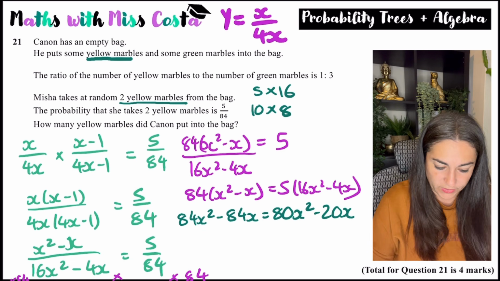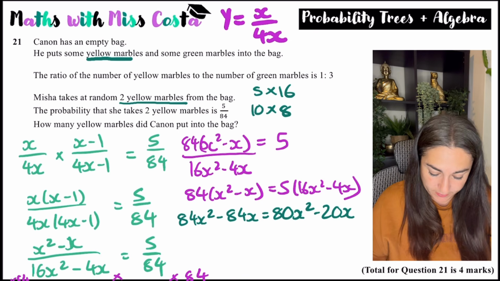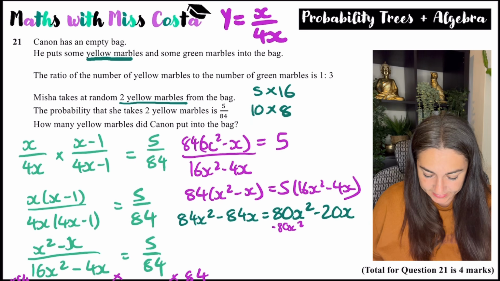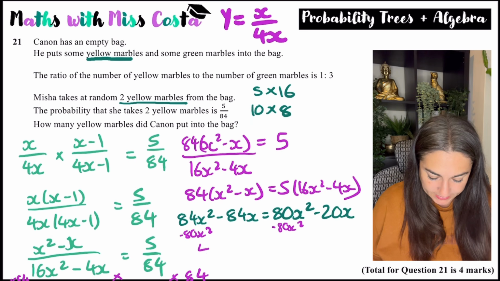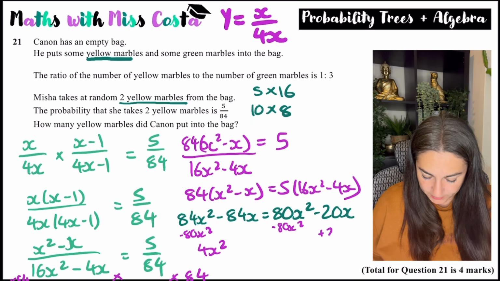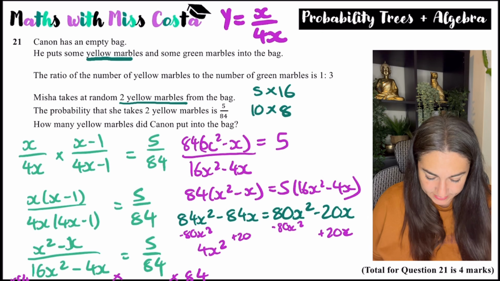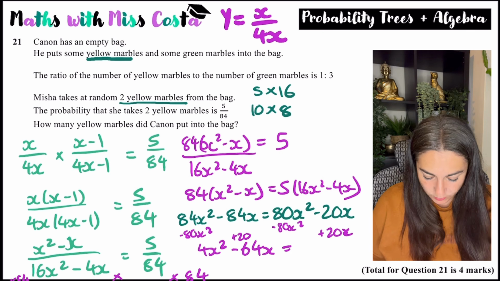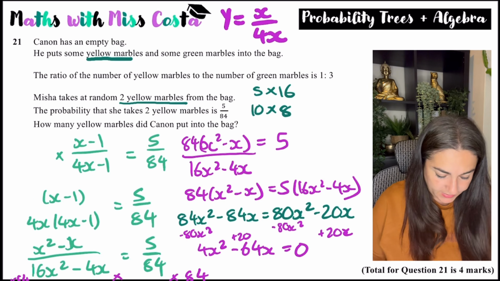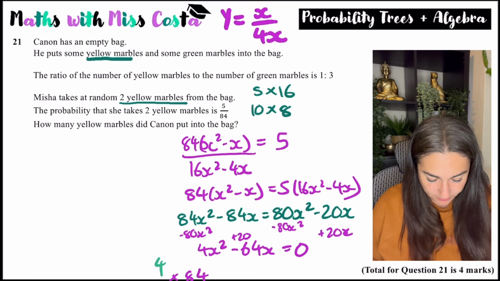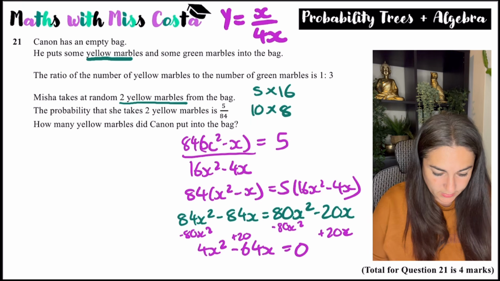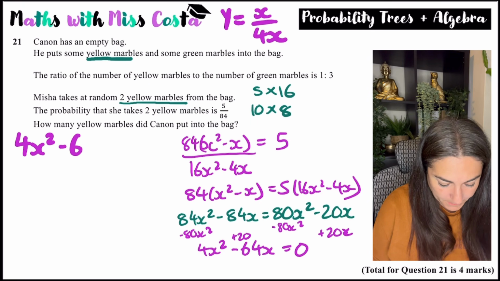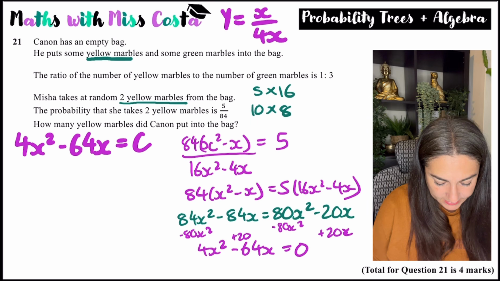And now what I want to do is collect the like terms, or bring them to one side. So I'm going to subtract 80x squared from both sides. So I'd be left with 4x squared. I'm going to then add 20x. So minus 84 plus 20 is going to be minus 64x equals 0. So let's write this over here so I have a bit more space. So 4x squared minus 64x equals 0.